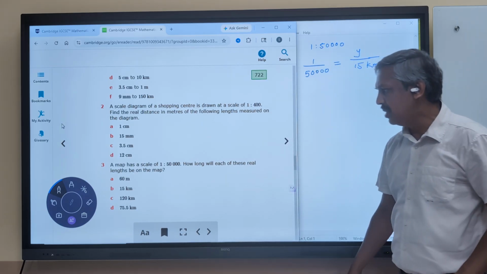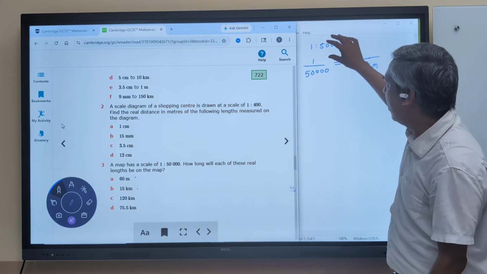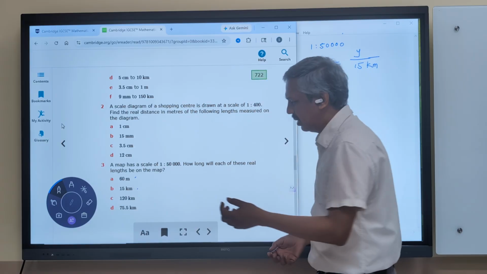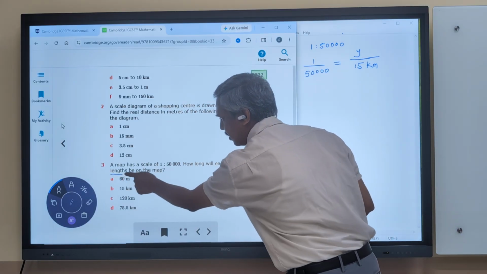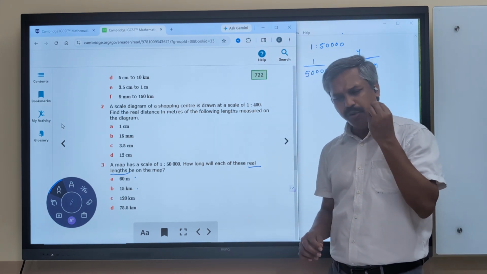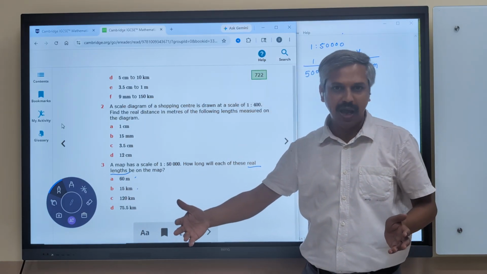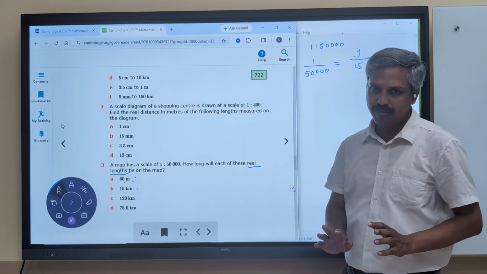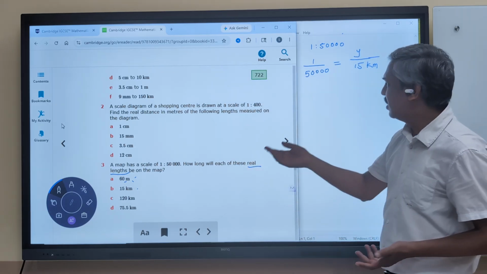Some students ask me, sir, how can we identify if these distances given are the real life distances or distances on the map? There are two answers to that and both are very obvious. See, it is already given how long will each of these real lengths be. That's the first part. Second part of it is if you use your sensibility, you will know that 15 kilometer cannot be drawn on the map. Has to be real length. Even 60 meter you cannot draw on the map. Has to be the real length. So then everything is resolved. It's just a matter of getting the answer.